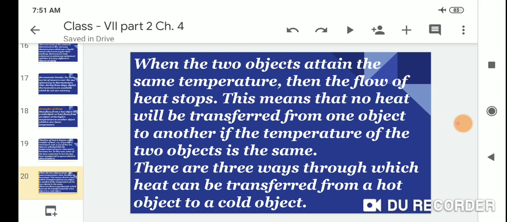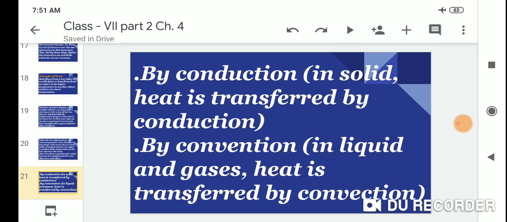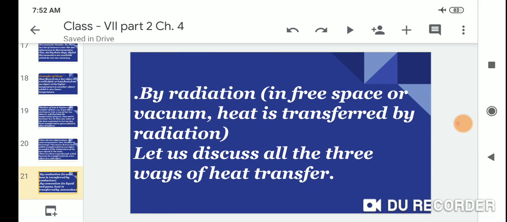There are three ways through which heat can be transferred from a hot object to a cold object. First one is conduction: in solids, heat is transferred by conduction. Second, convection: in liquids and gases, heat is transferred by convection. And third, radiation: in free space or vacuum, heat is transferred by radiation.